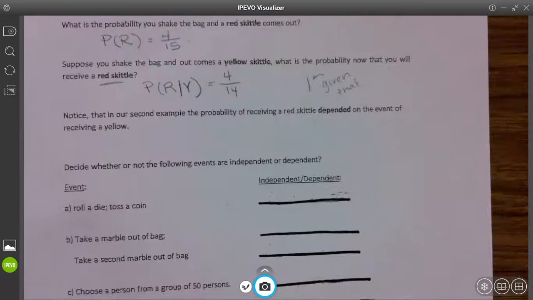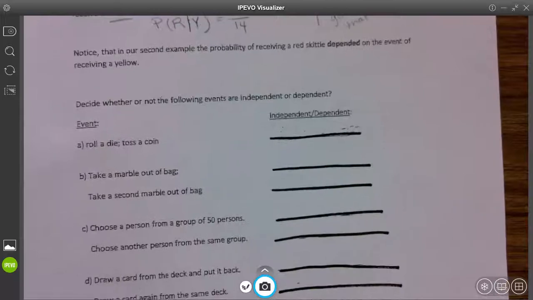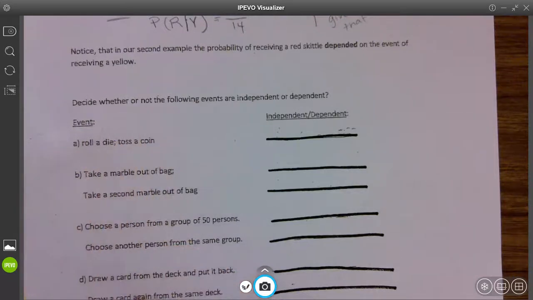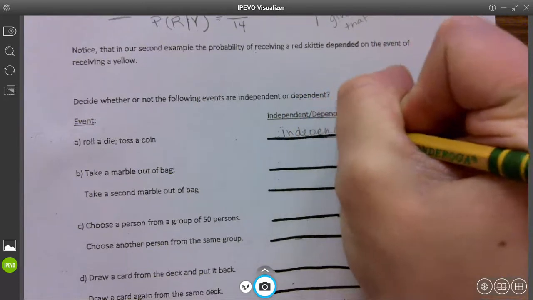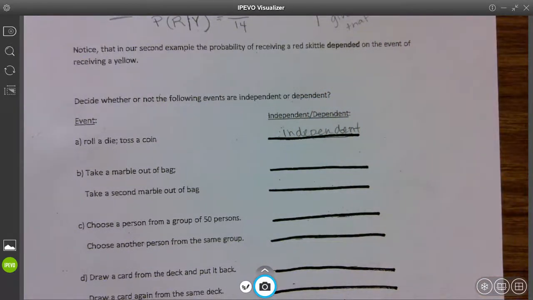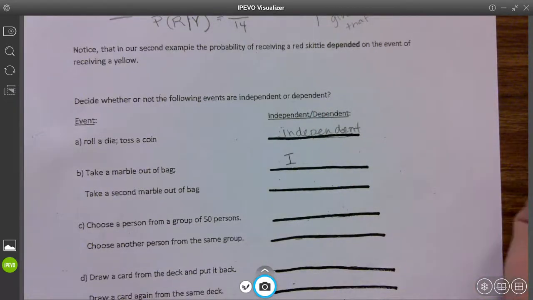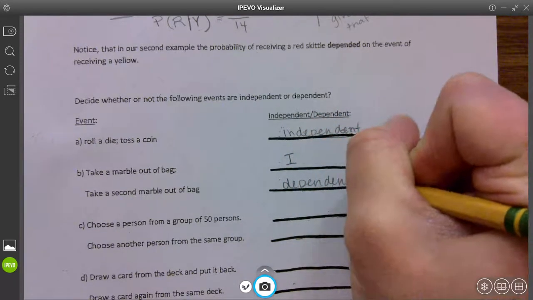Notice in our second example, the probability of receiving a red Skittle depended on the event of receiving a yellow. So I'm going to show you some examples, and you're going to decide whether the following events are independent or dependent of each other. If I roll a die and I toss a coin, do they have an effect on one another? No, those are independent probabilities. I take a marble out of a bag, and then I take a second marble out of a bag. Well, nothing affected the first one, so it's independent. And then I took a second marble out of the bag. Well, that was dependent upon whatever came out of the first.